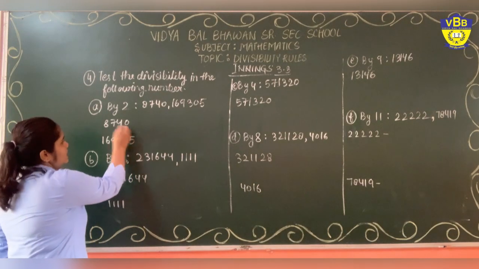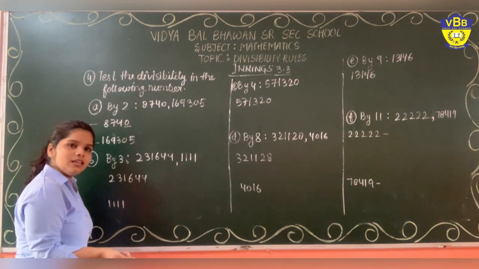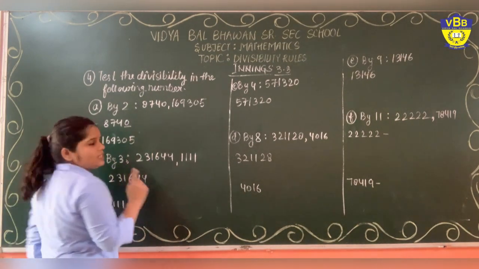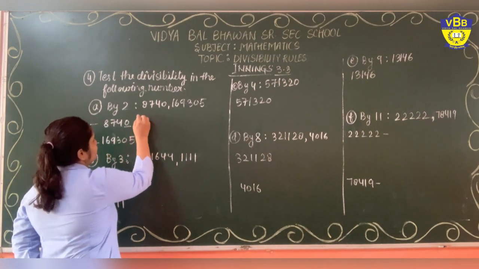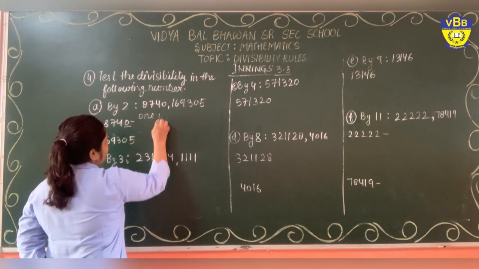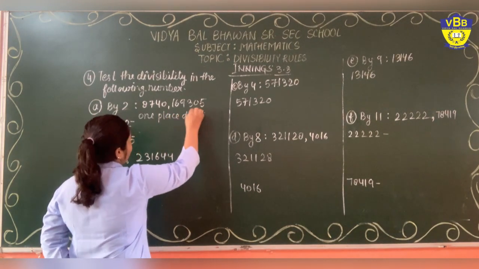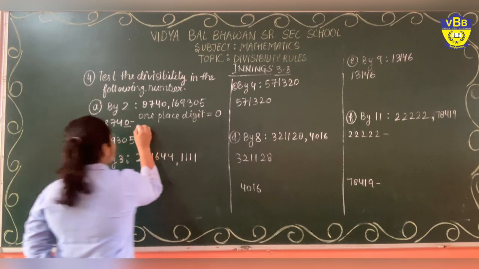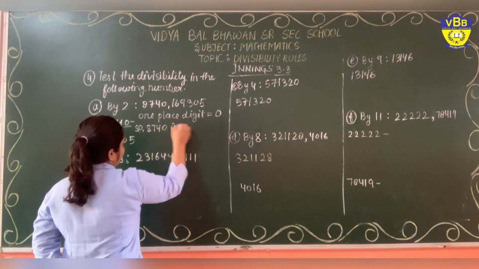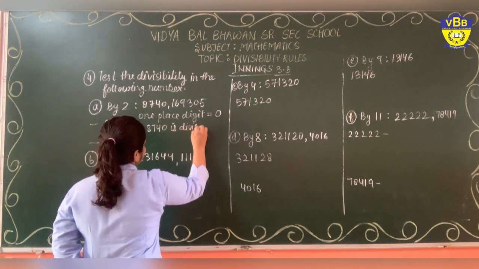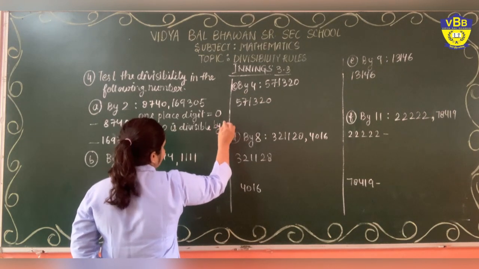So you can see here in this part, the last place digit is 0. That means it is an even number. So we will write, is it divisible by 2? Yes, it is divisible by 2. How will you write it? You will write the ones place digit. Here it is 0. So 8740 is divisible by 2 because it is ending with 0.